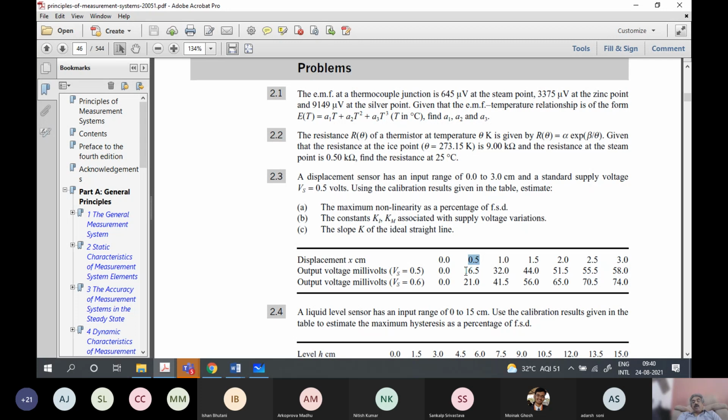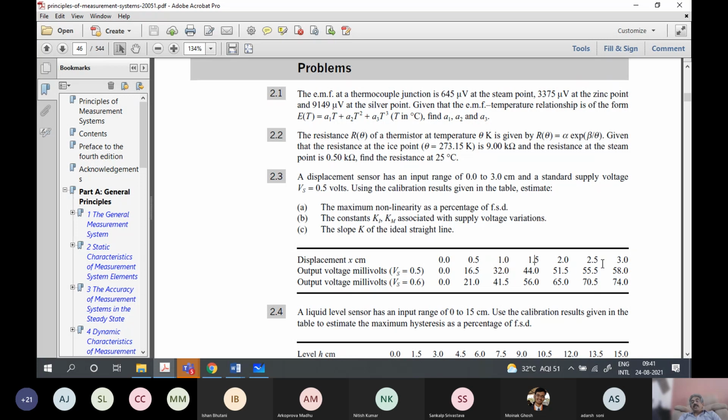But the output is 16.5 millivolts. So what is the error? The error is 16.5 minus 29/3. So that is the error here. Similarly, calculate errors. What is the error here? For 1 centimeter displacement, the output should have been 58/3. 58/3 is how much? 19. But it is 32. At 1.5, so there is an error.